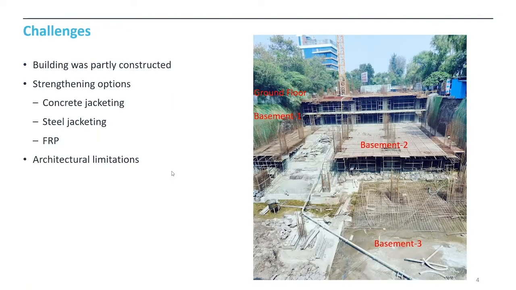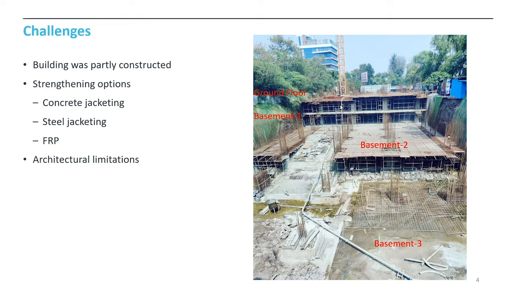When we started last year, the main challenge was this: this is a construction photograph from the beginning of last year, when part of basement 3 was still under construction. They had not even started the foundation. Part of basement 2 was constructed, and part of basement 1 and the ground floor were constructed. So we started thinking about the best retrofitting or strengthening solution for the portions which were constructed, including the majority of the footings, a few columns, and beams at this particular level.